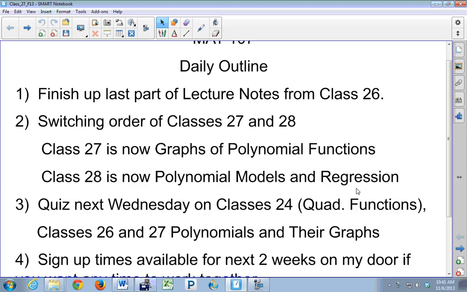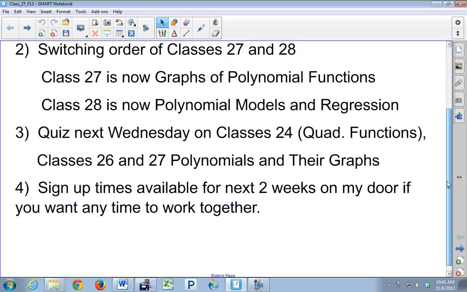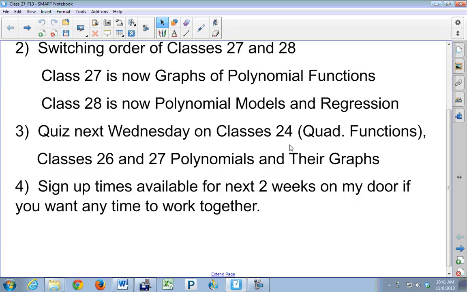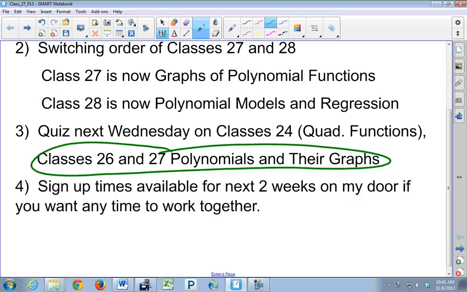Okay, so the reason is because next Wednesday's quiz will be on class 24, which is quadratic functions. That homework's due tonight. And then classes 26 and 27, which were Monday's class and today's class. Remember, this is just one section in your book, section 3.2. So basically, you have 2 sections on the next quiz.